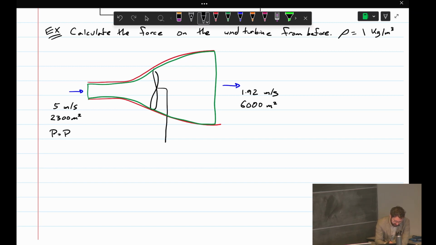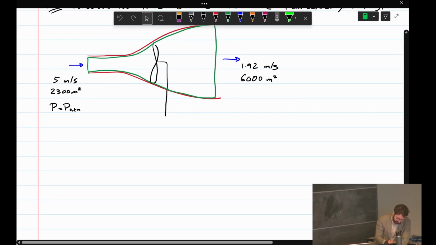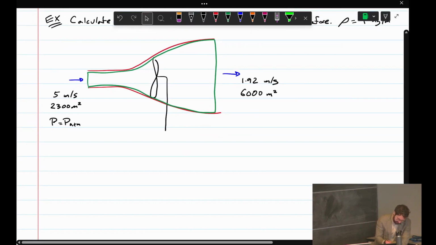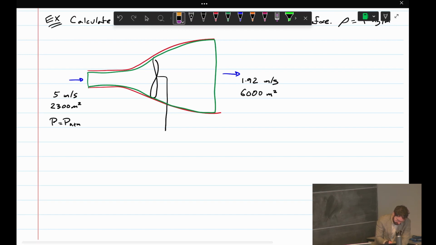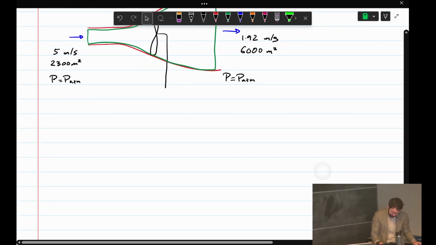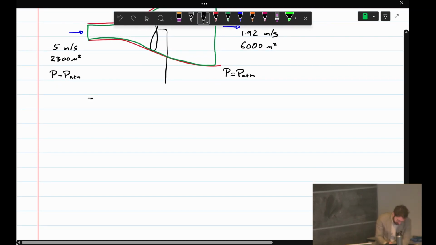So we're going to say this is P atmospheric. Let's hold off on doing that. I'll keep that in there. Okay, we'll do P atmospheric. Okay, so I'm going to use the equation I gave above.